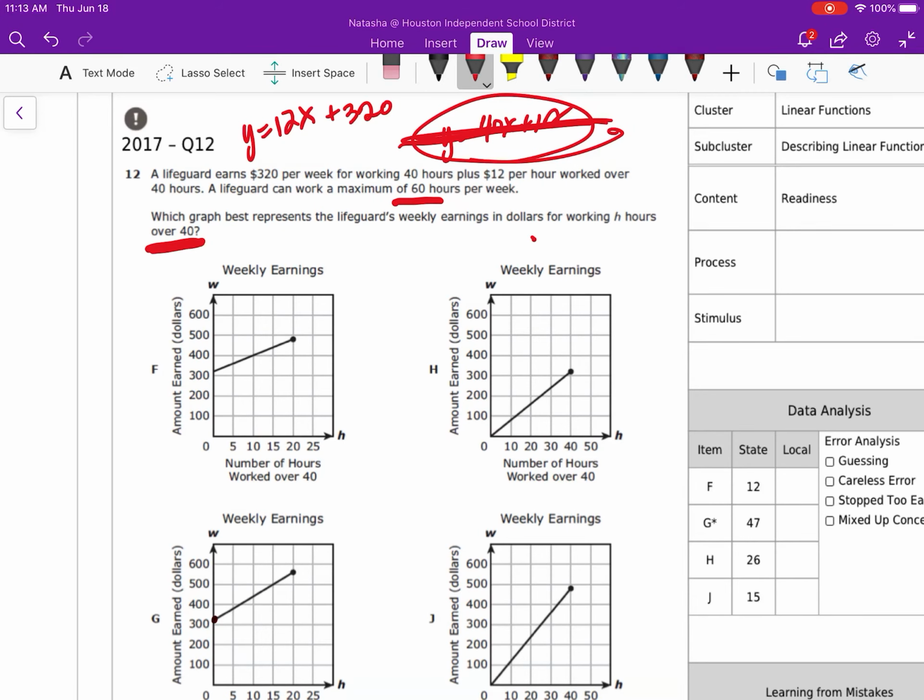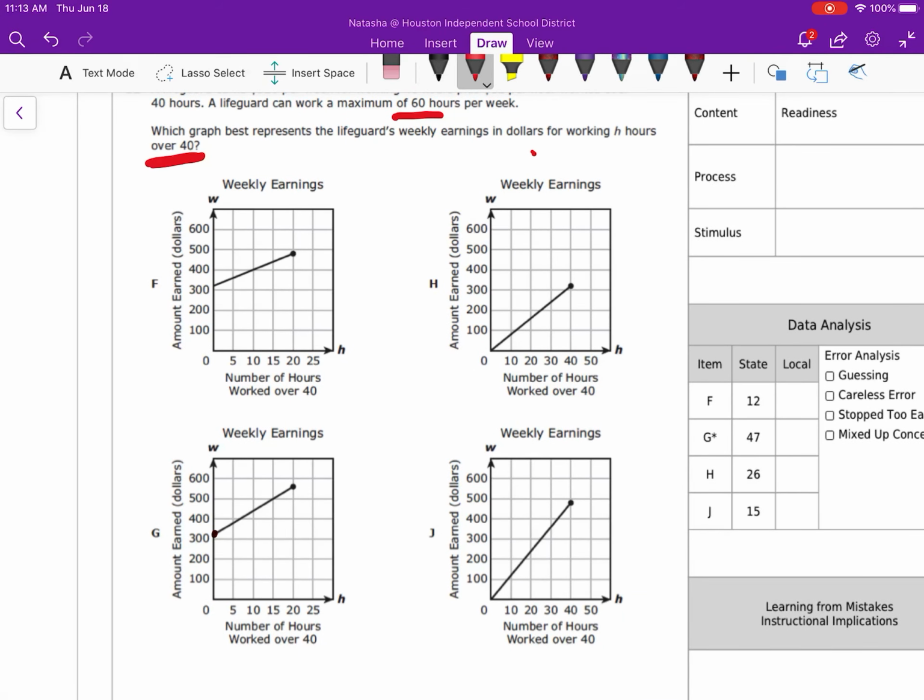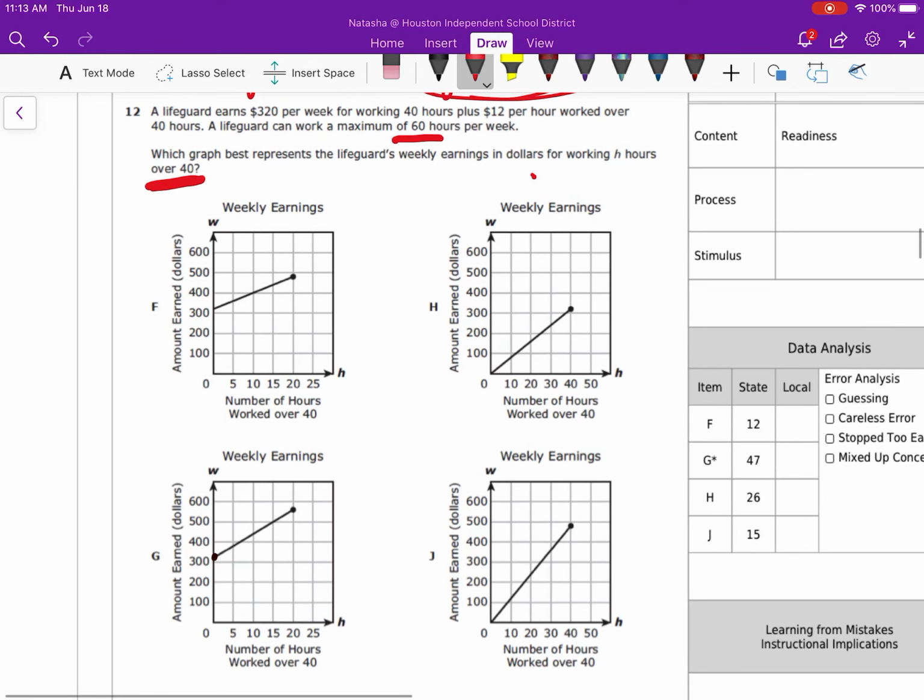Okay, so now looking at my graphs and my answer choices, if I look at the hours, F and G have 0 to 30, okay? H and J have 0 to 60, okay? We're not looking at from 0 to 60, we're looking at 40 to 60, or those number of hours over 40. So that means that my y-intercept is going to be different from starting at 0. And that means that my window that I want to look at is going to be different. So H and J both have a y-intercept starting at 0.